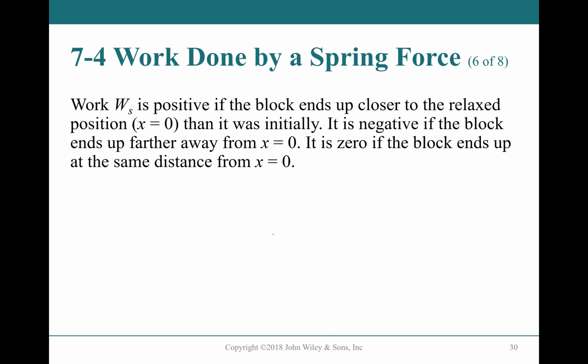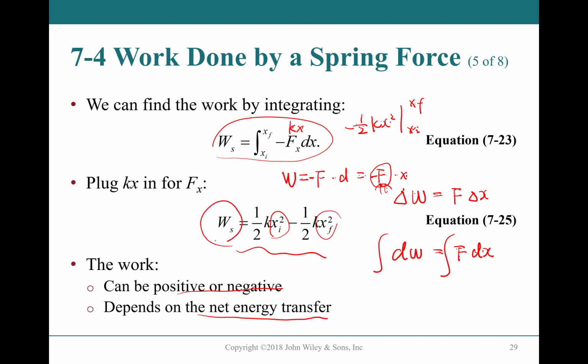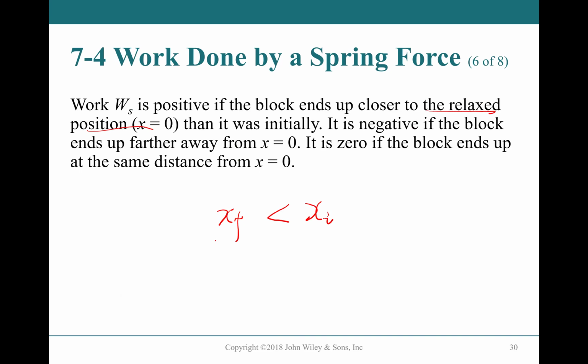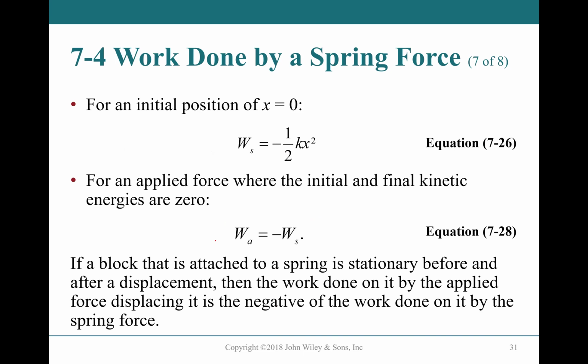Take a look at this. Work is positive if the block ends up closer to the relaxed position, because of x initial and x final. If it's closer, then x initial is bigger than x final, and then Ws is positive. But it's negative if it ends further away, and it's zero if it ends up the same distance from x equals 0. For an initial position x equals 0, the work done by the spring will be equal to negative 1/2 k x squared. So this is the work done by the spring.